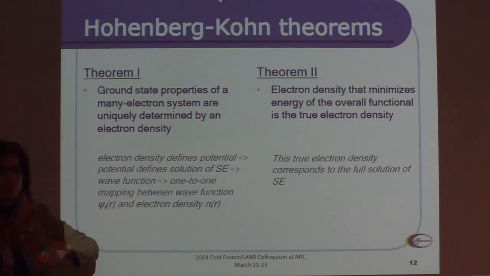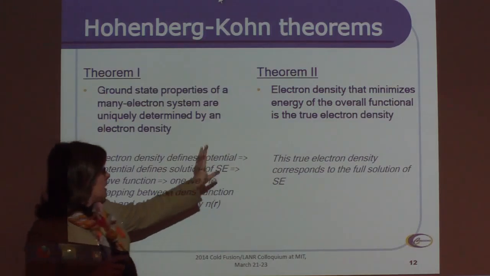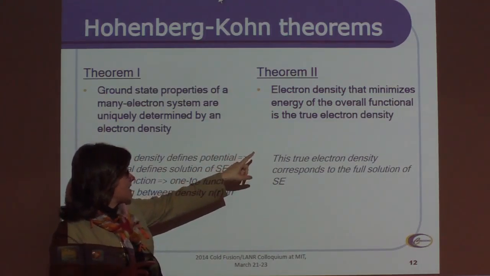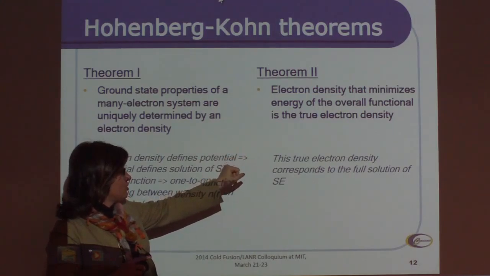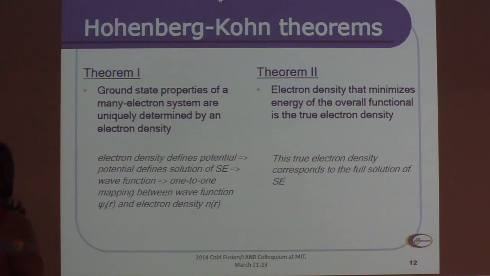But now we're solving not for the wave function, but for the electronic density. What density? Any density? No, and for this purpose, we use theorem number 2. There's only one unique density, unique solution of this problem. And the electron density that minimizes the energy of the overall functional is the true electron density. So the ground state energy has a corresponding electron density. So that is our solution.